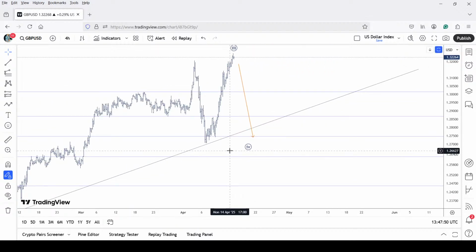I think we now have wave 1 expanded flat, wave 2, wave 3, 4, and 5 already. Or maybe one more flat, wave 2, wave 3, 4, and 5.